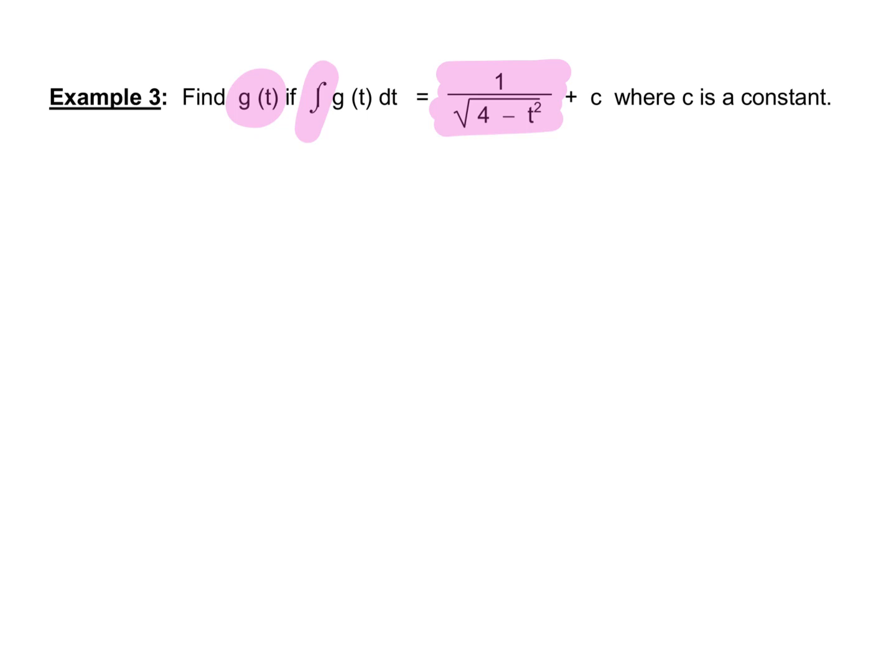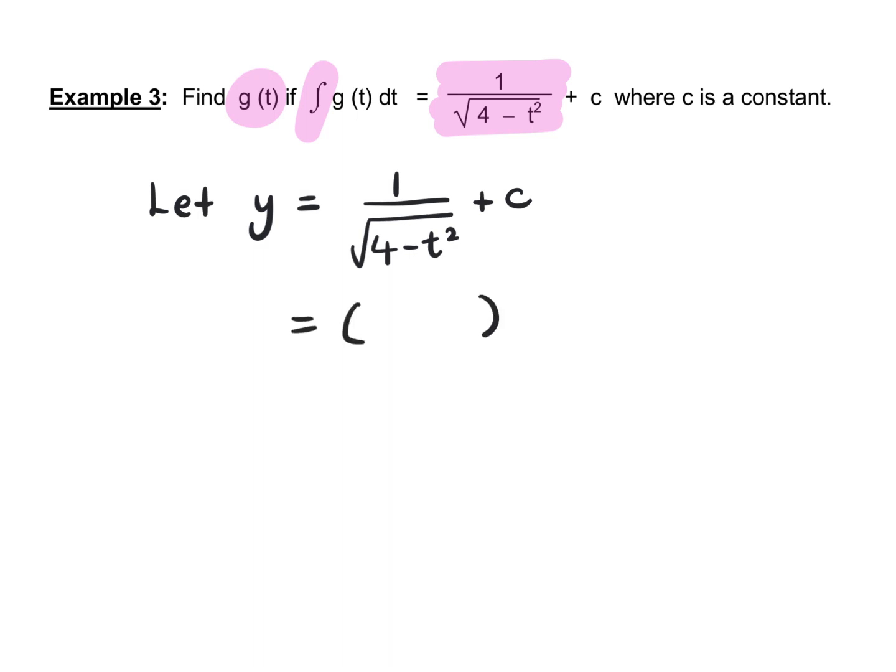You are given this 1 over root of 4 minus t squared. Let's say we let this one be one of our functions so that we can find that later on. So it is 1 over root of 4 minus t squared plus c. This one can be simplified in terms of negative index. It should be (4 minus t squared) to the power of -1 over 2 plus c. So we want to find g(t).